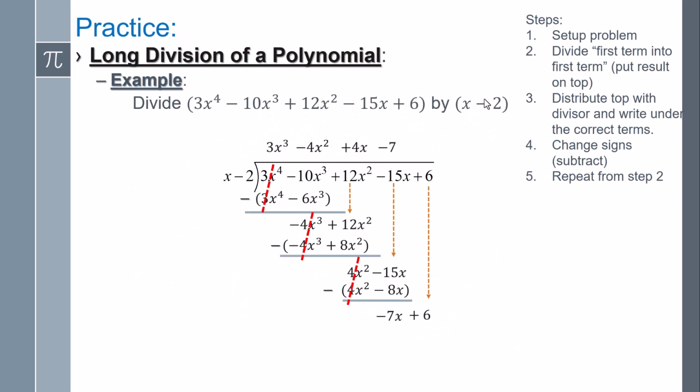If you want to practice this problem and check your answer, you can. And so you're going to get a remainder of negative 8. So plus negative 8 over x minus 2, or you can say minus 8 over x minus 2.